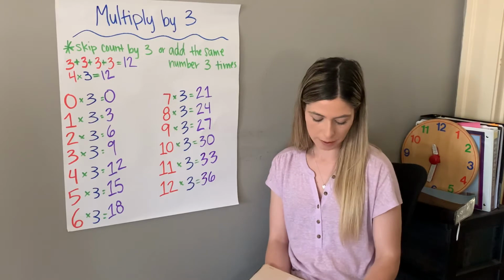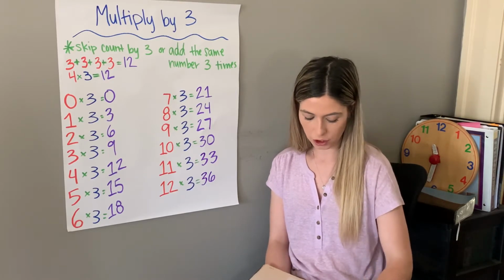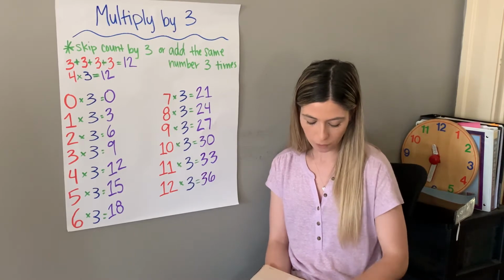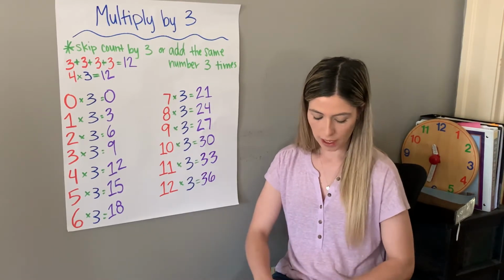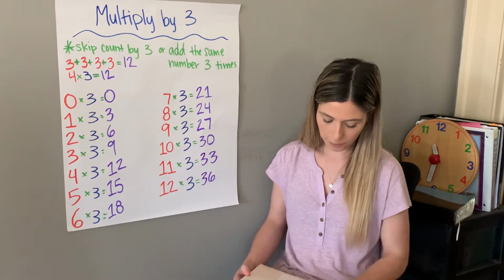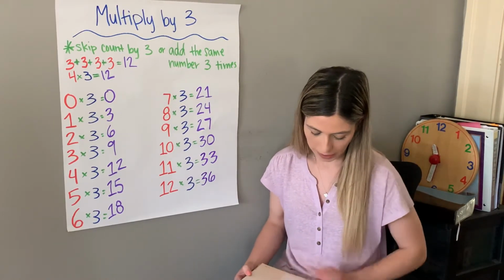If you can't count by threes, you can count up the groups you need to count. So 1, 2, 3, 4, and count how many sticks are in that group of 4. So you're gonna fill in all of those multiplying by 3 problems.